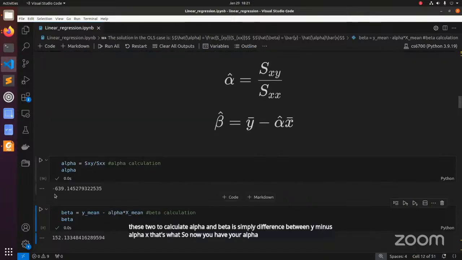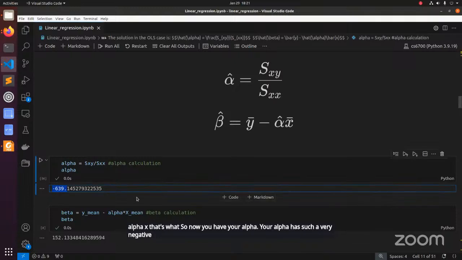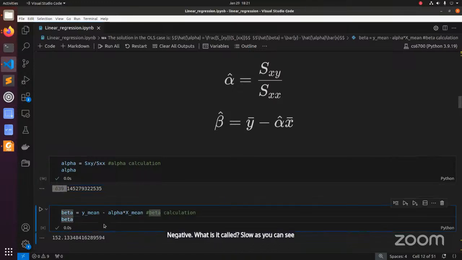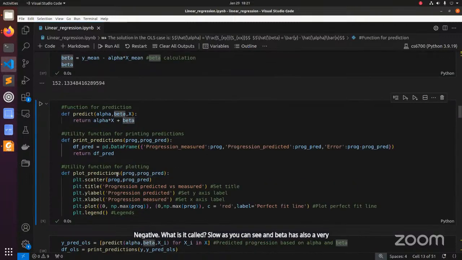So now you have your alpha. Alpha has a very negative slope, as you can see, and beta also has a very large value of 152.